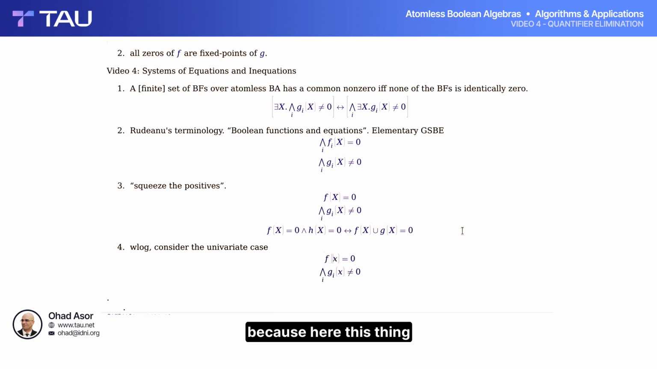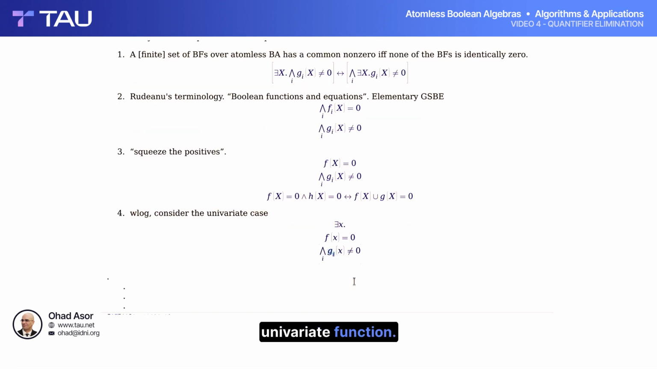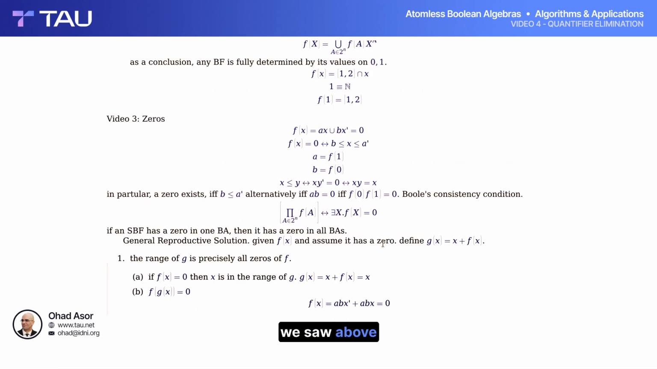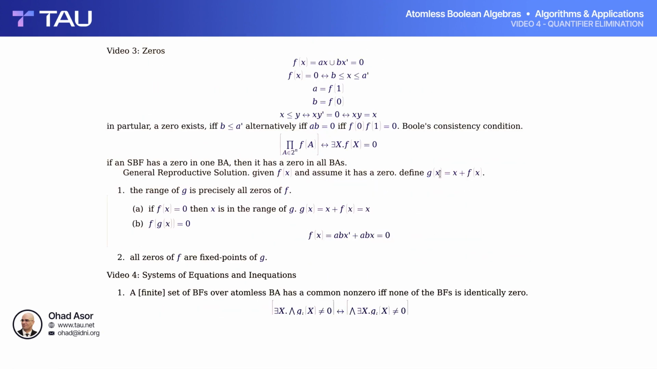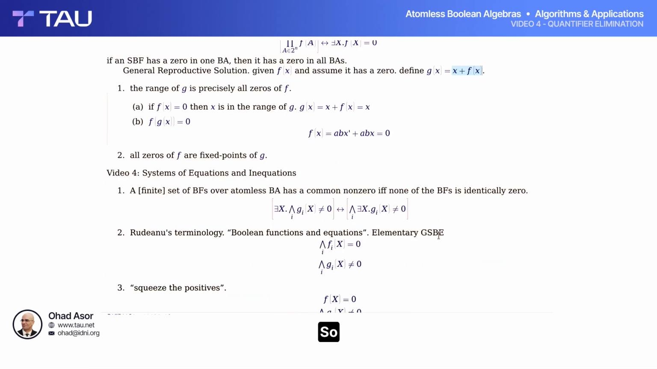Because here, this thing is prefixed by exist x, and the coefficients in f and g may depend on the rest of the variables. But at the scope of exist x, we can look at it as a univariate function. Now we use the general solution we saw above. All zeros of f can be written in this form.